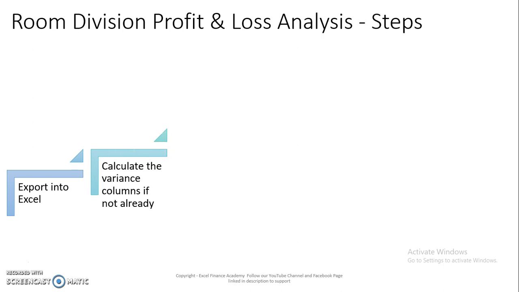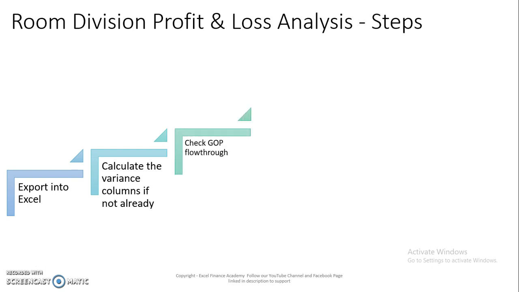The second step is to calculate the variance columns, because some of the standard ERP software or the hotel management software don't give the variance analysis. They give only the room actual, budget and last year columns. There is no variance column for this year versus budget, or this year versus last year. So if they are not there already, you should calculate it, because it comes very handy when you are analyzing the profit and loss statement. This is why exporting into Excel is very important.